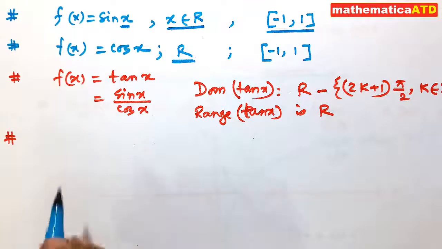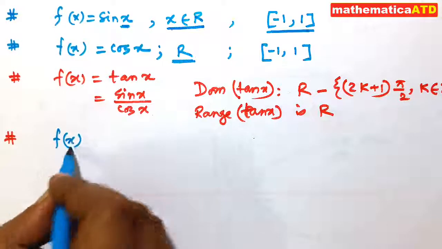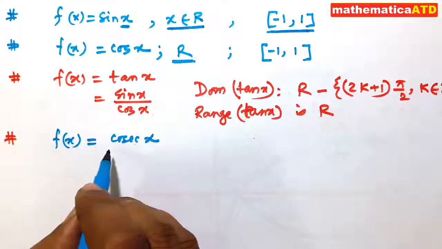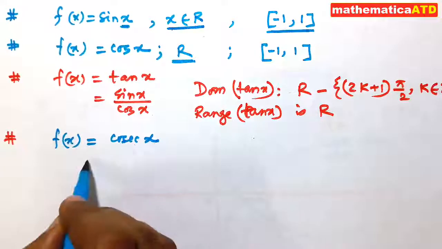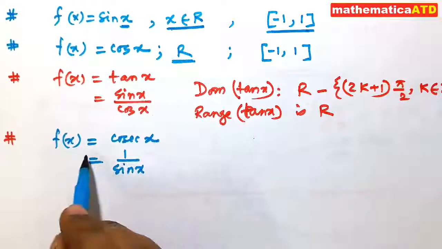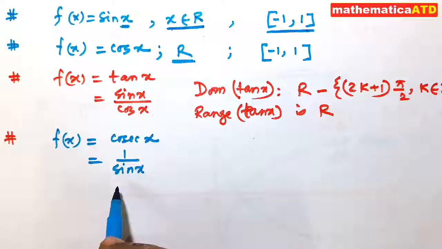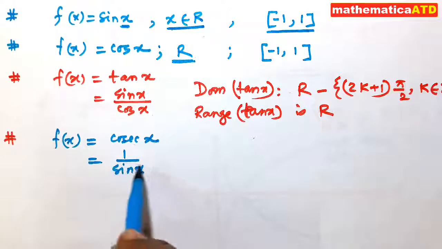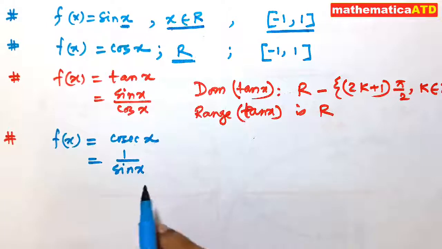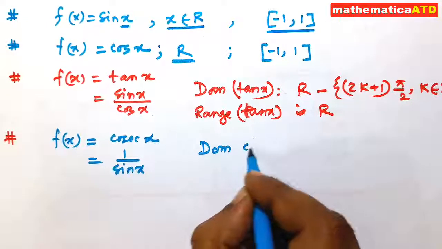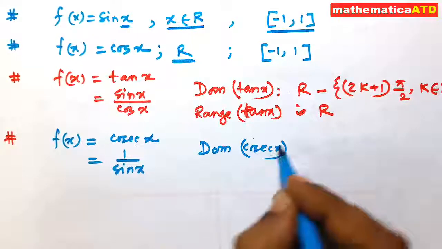What is the cosecant function? Let f(x) is equal to cosec x. This is the cosecant function, and you know that cosec x is equal to 1 by sin x. Now cosec x, that is 1 by sin x, is not defined when sin x is equal to 0. Denominator cannot be 0. When sin x is equal to 0, that is x is equal to k pi, where k is an integer.